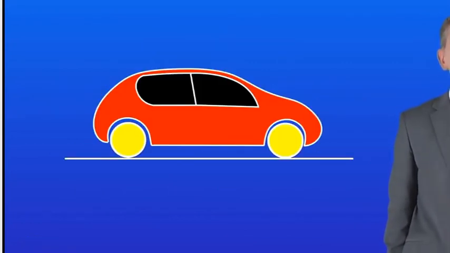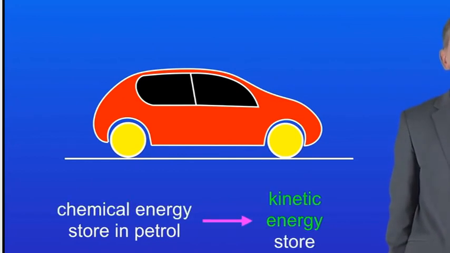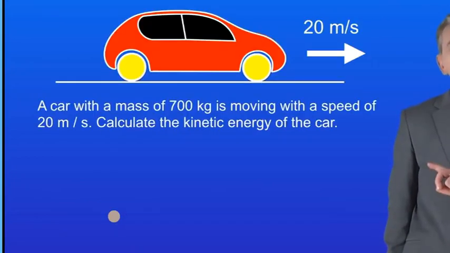When you have an object that is moving, you have to know what the mass of the object is and what the velocity of the object is. Here we have a car, which has chemical energy changing into kinetic energy. Let's look at this question.